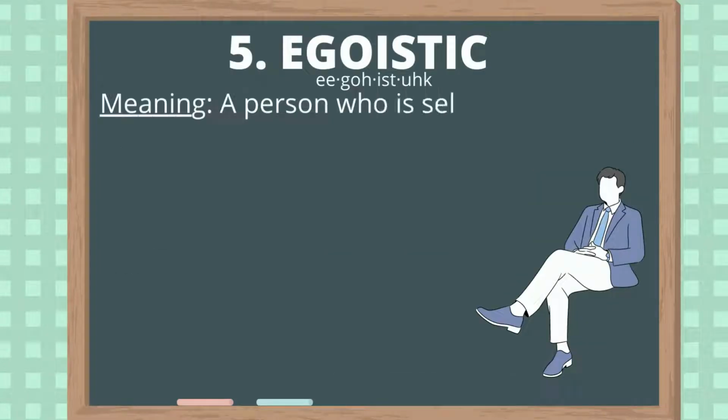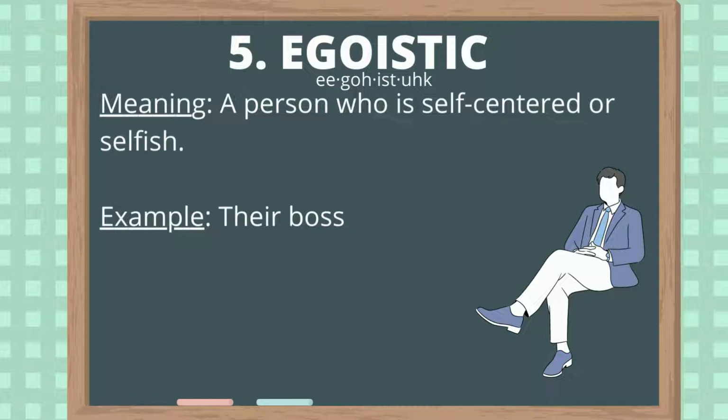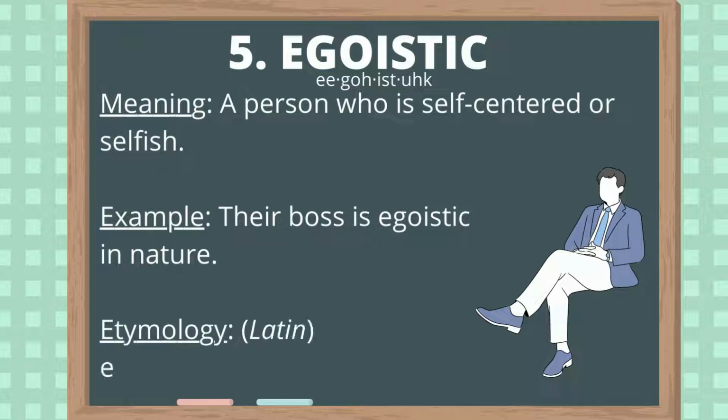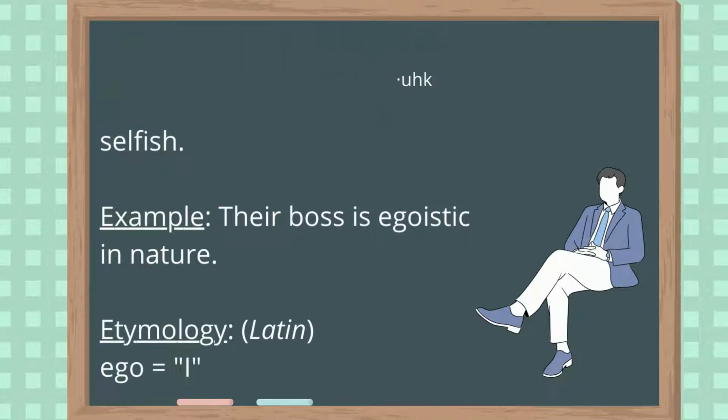Number 5. Egoistic. An egoistic person is someone who is self-centered or selfish. For example, their boss is egoistic in nature. Egoistic has been derived from a Latin word called ego, which means I.